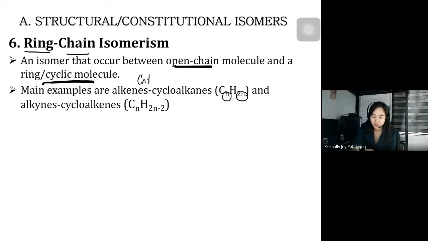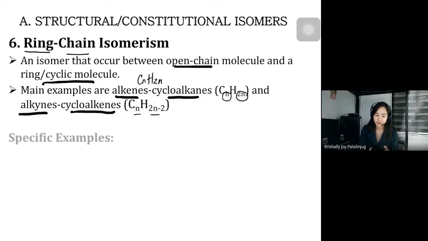They are the same: CnH2n. That is their formula. Meaning they have the same general formula, but you all know that the structures are different. Alkenes are open chain with a double bond. Cycloalkanes are cyclic rings with no double bonds. But they have the same number of carbon and the same number of hydrogen. Okay, so they are isomers. That is ring chain isomerism. Another example, alkynes, paired with cycloalkenes. They are isomers as well because they have the same general formula, CnH2n-2. That is the general formula of alkynes and cycloalkenes.